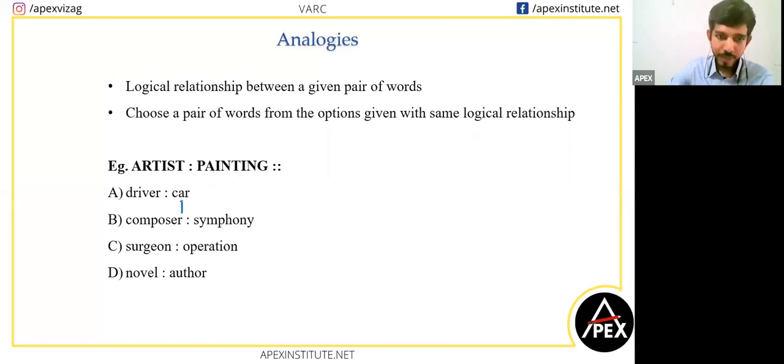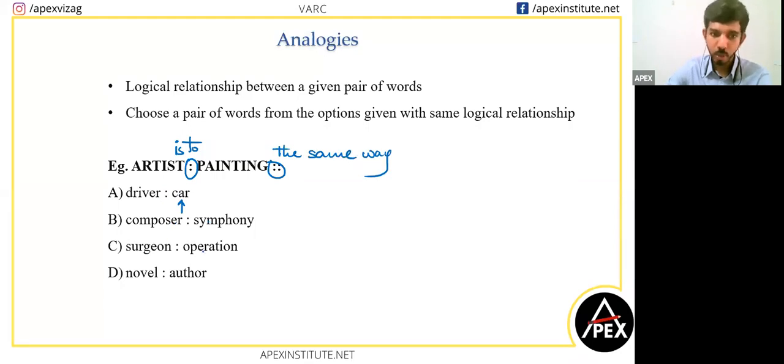in the second option are nouns. Okay. So for those who are seeing this kind of question for the first time, the way to say this kind of question is: artist is to painting. The same way, driver is to car, or composer is to symphony, or surgeon is to operation, or novel is to author. Okay, so this colon can be expanded as "is to", and this double colon can be expanded as "same".